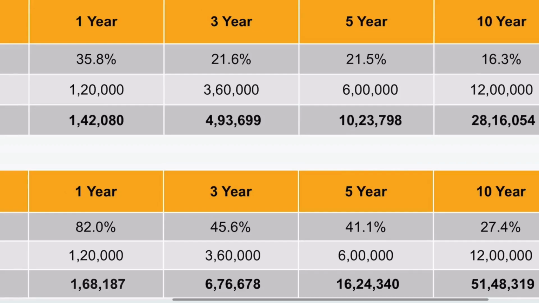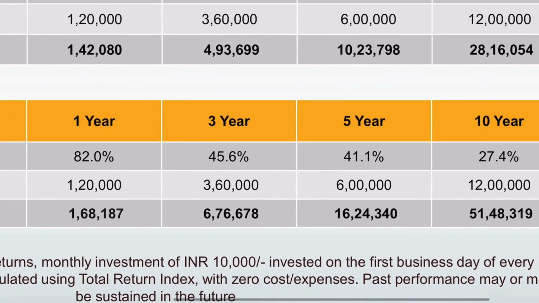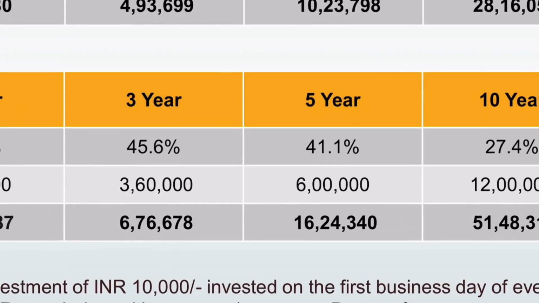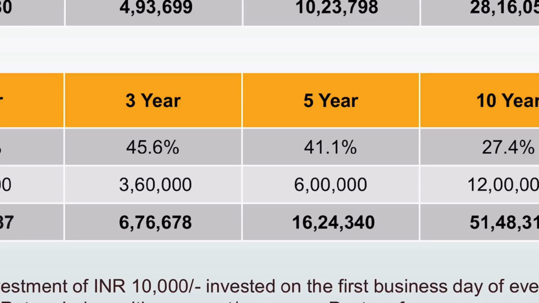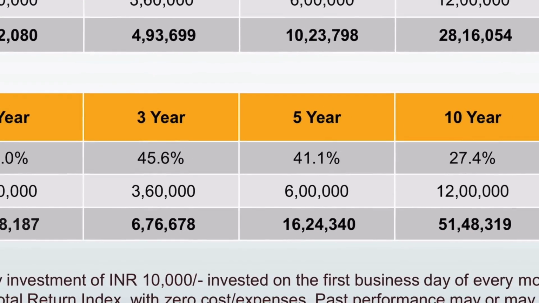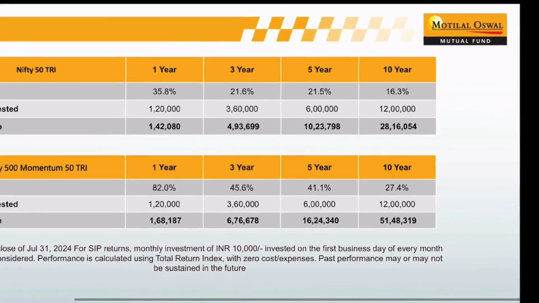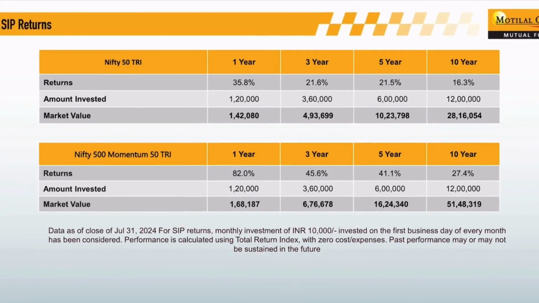Friends, for this difference, the current market value of Nifty 50 with 10,000 SIP per month, 5 years, 5 into 12 is 60. For 60 months, we invested 6 lakhs. 10 lakh 23 thousand is the value today with 21.5% return. In the same way, for Nifty 500 Momentum 50 Index Fund, if we have made a SIP of 10,000 since the last 5 years, then our investment is 6 lakhs and current market value is 16 lakh 24,340 rupees with 41.1% CAGR, the XIRR.